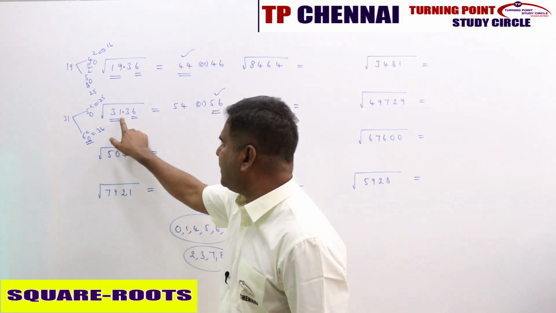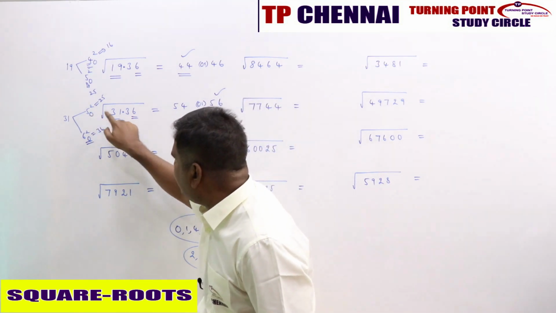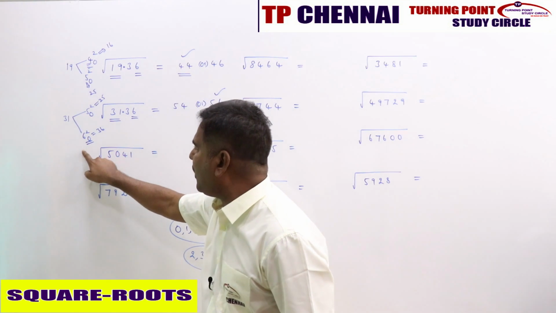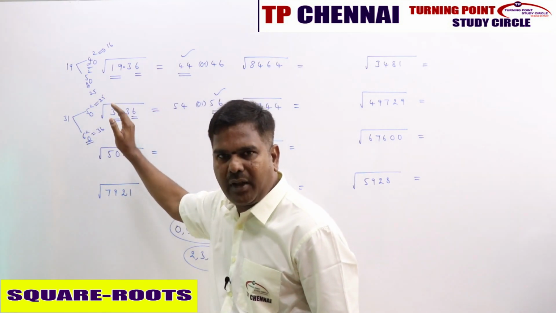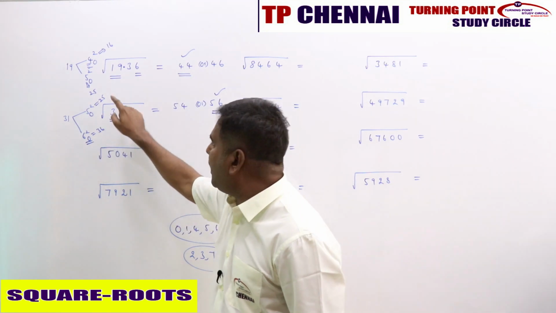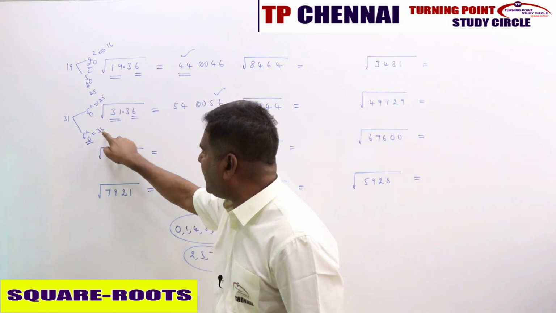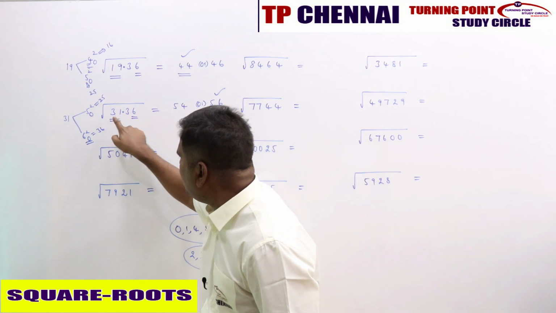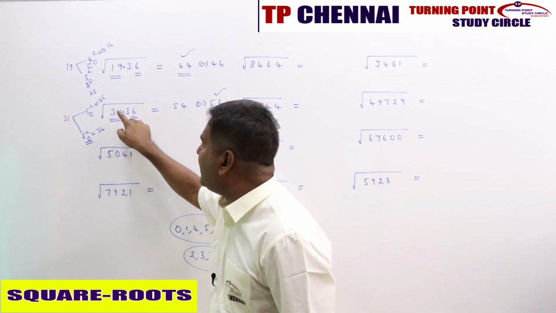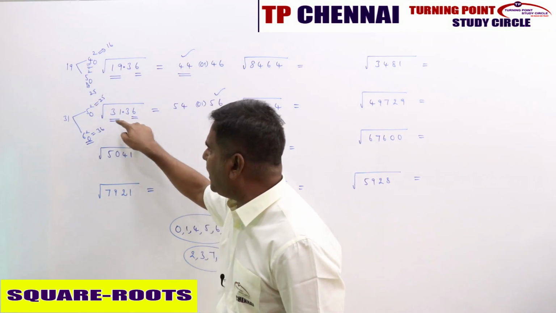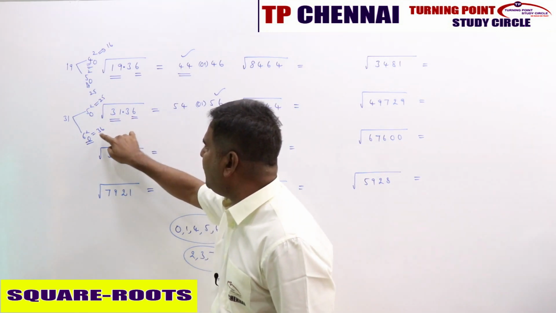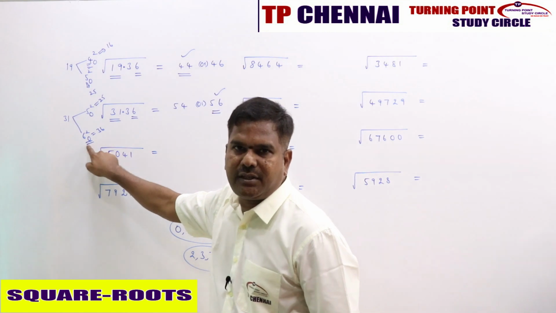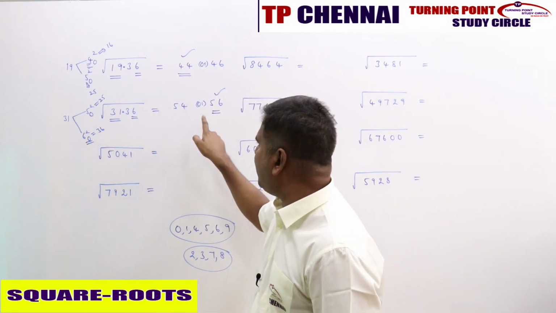Put a dot after two digits, and 31 is lying between 5 square and 6 square. The meaning of that is the square root will be lying between 50 and 60, and 5 square is 25, 6 square is 36. You compare the first two digits with 25 and 36. The value is nearby 25 or nearby 36. Here the difference is 6, here the difference is 5. So the square root will be nearby 60.